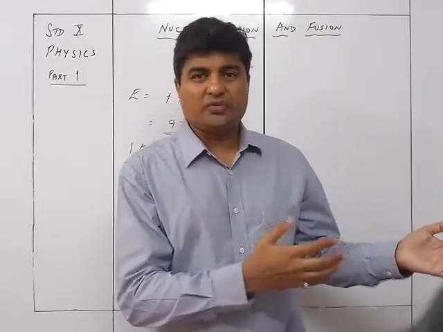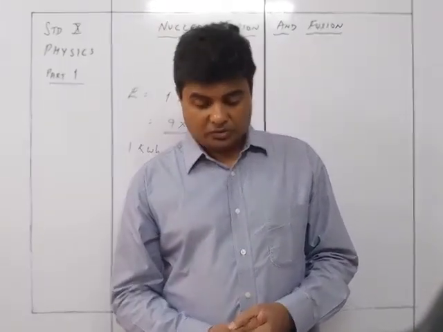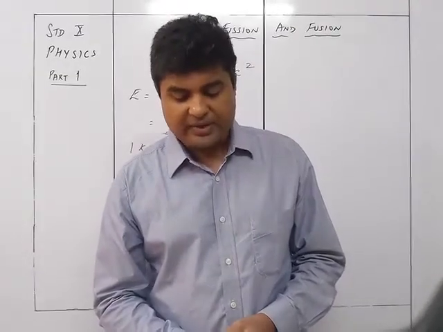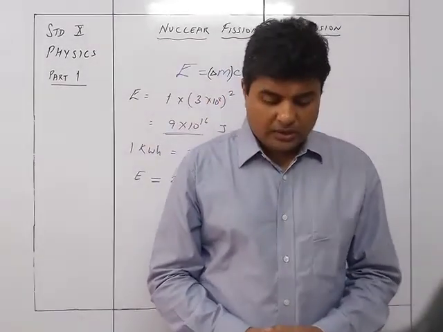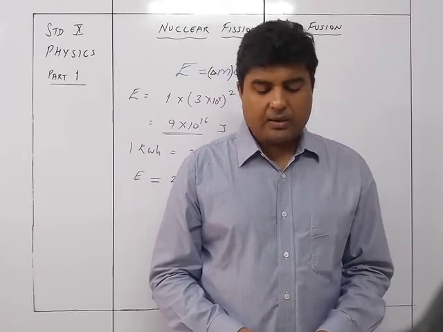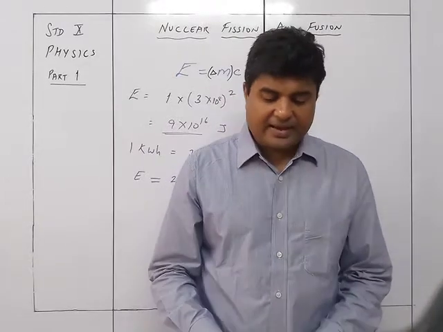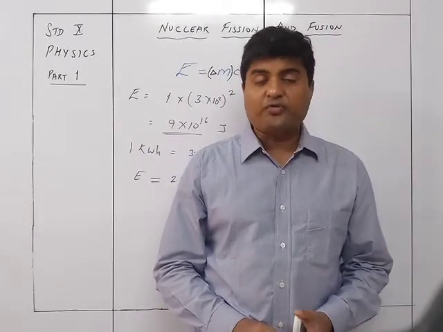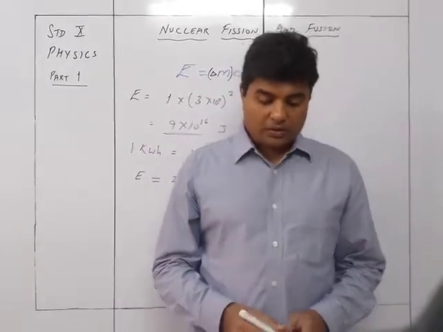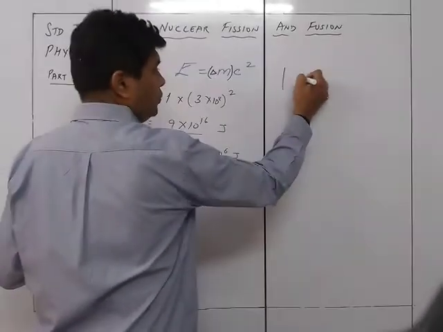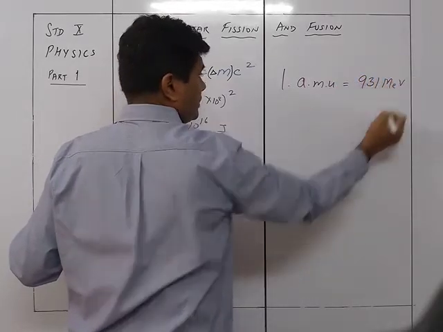We have already seen that the mass of one proton is 1.6 into 10 raised to minus 27 kg. Due to the loss of mass of delta m, it will be 1.6 into 10 raised to minus 27 into 3 into 10 raised to 8, the whole square. So that comes out to be 1.49 into 10 raised to minus 10 joule. 1 mega electron volt is 1.6 into 10 raised to minus 13 joule. So the energy is 1.49 into 10 raised to minus 10 upon 1.6 into 10 raised to minus 13 mega electron volt. That is, 1 AMU, 1 atomic mass unit, gives out 931 mega electron volt.